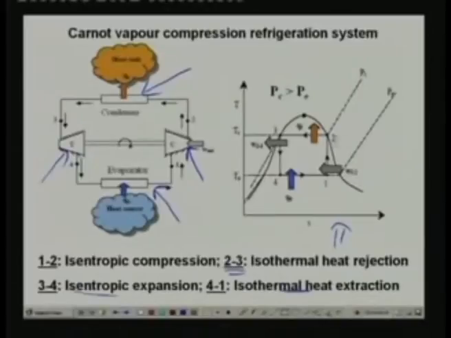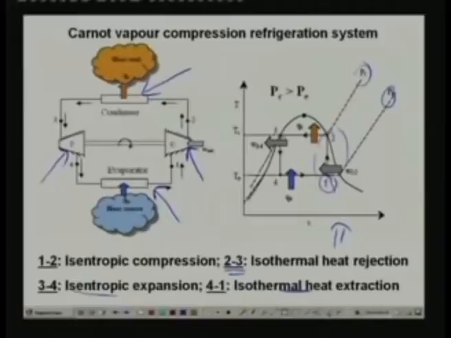Now if you look at process 1 to 2, this is nothing but isentropic compression. In this process you can see that at the inlet to the compressor you have a mixture of liquid and vapor. That means at point 1 you have a mixture of liquid and vapor. This mixture of liquid and vapor is compressed isentropically from the evaporator pressure PE to the condenser pressure PC. So at the exit of the compression process you have saturated vapor at condenser pressure. Okay, so that is the compression process.